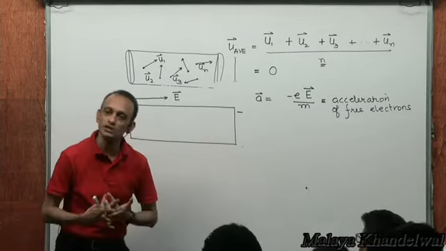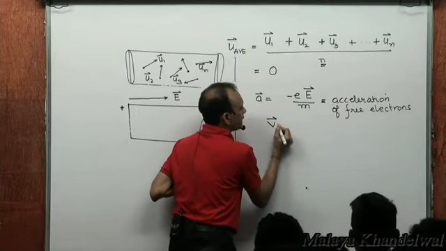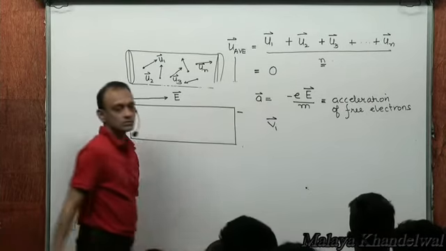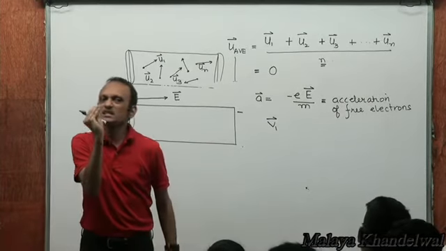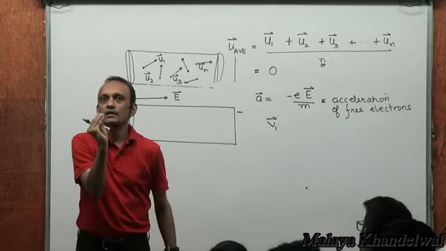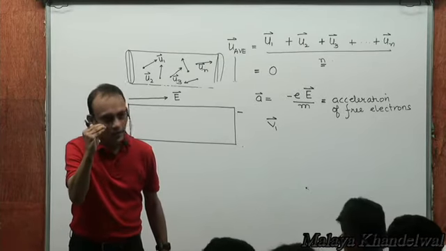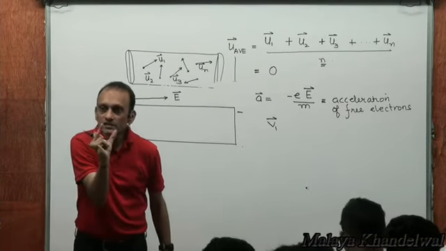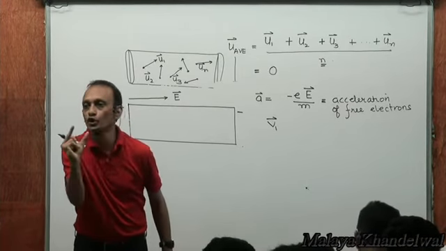Now, look. Say, let me take one of the electrons. And let's say T is the average relaxation time for an electron. Right? That's the time in which it undergoes no collision. That's the interval between two successive collisions.